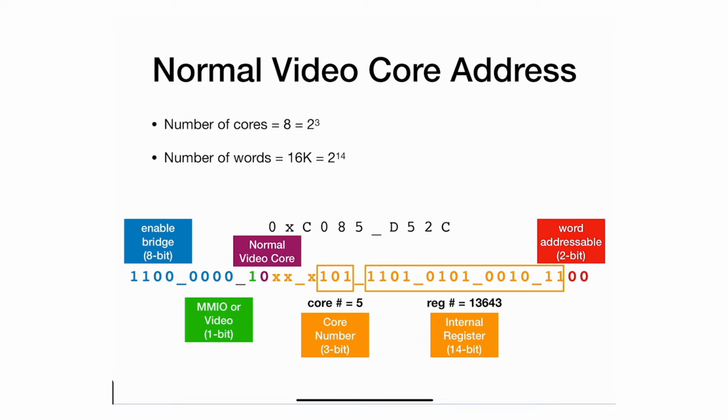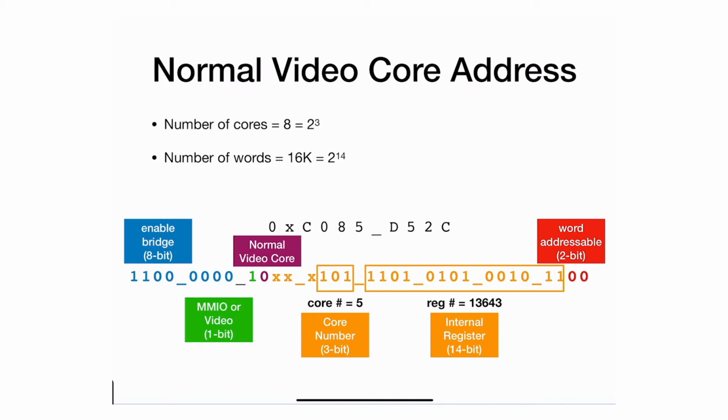Okay. Now, we know that this is a normal core. We know that we need about 3 bits to actually address which core we want. So we're going to use these, and we need about 14 bits to figure out which one of the 16,000 rows that we need, and that's what we're using in here. So in this particular example, I'm trying to access core number 5, and I'm trying to access register number 13,643. And that's how we're going to do it. So the video controller will help me decode this particular address this way. It's a little bit different than MMIO. I would urge you to pause a little bit and compare the two, so you make sure you understand the differences.